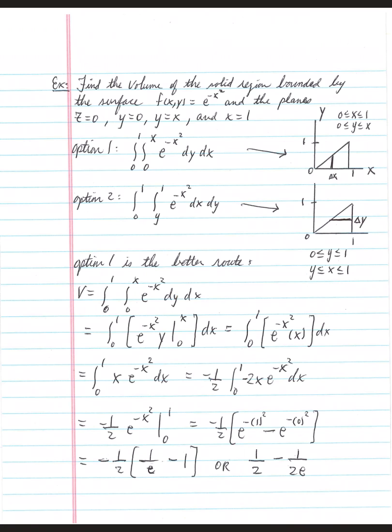With respect to y, our antiderivative is e to the negative x squared times y, evaluated at x and 0. Only the y catches the x and 0. So that's going to be e to the negative x squared times x minus e to the negative x squared times 0, which is 0. So our antiderivative evaluated at x and 0 gives us x e to the negative x squared dx.